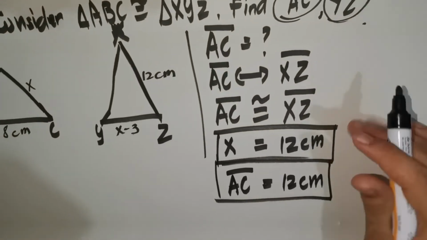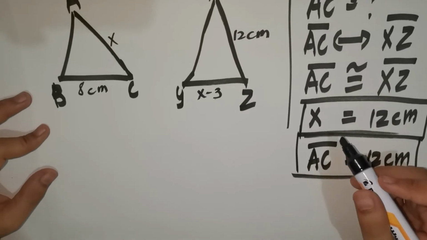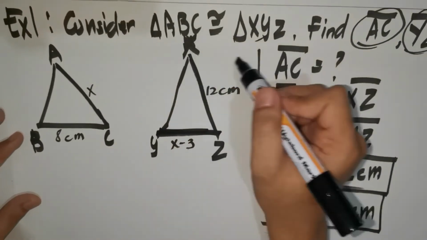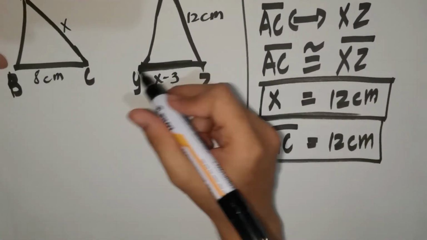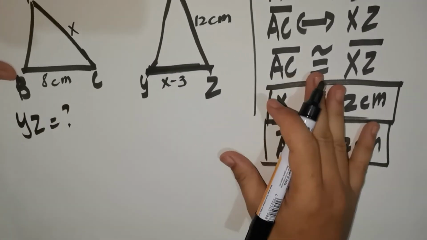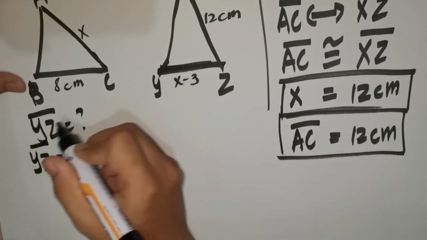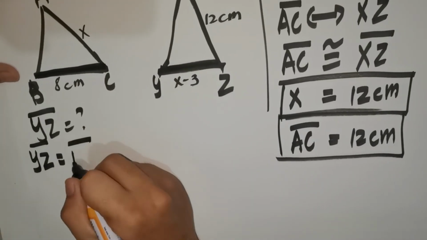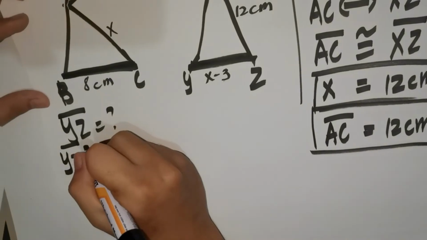Let's go with finding YZ. So, how do we find YZ? First, look at your triangles. Where is YZ? Ito po yun. Now, we have to consider that these two triangles are congruent. Do not forget that. So, how do we know it? First, find the corresponding side of YZ. Ito siya, so ito yung kanyang corresponding side. So we have BC. Okay, so they are congruent.